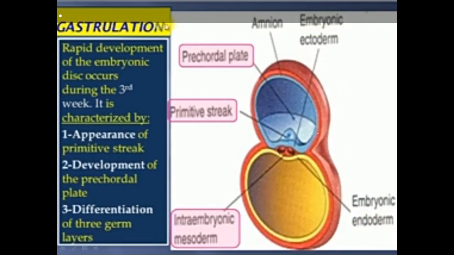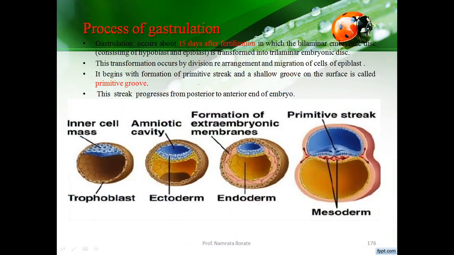Afterward, you can see in this image the presence of the primitive streak. This primitive streak is formed from the epiblast cells, towards the amnion cavity, and opposite to it there is the yolk sac. So this one is the yolk sac. Afterward, this phenomenon we already studied, that is the process of gastrulation.